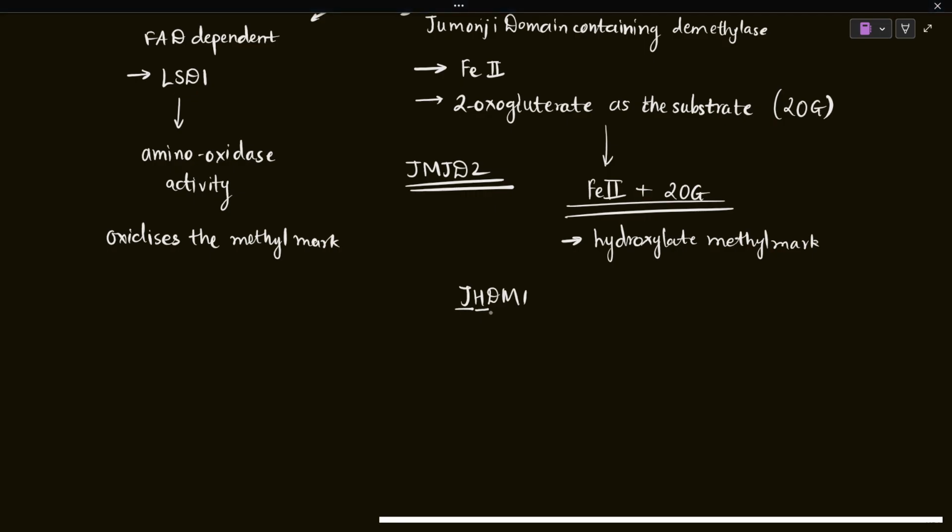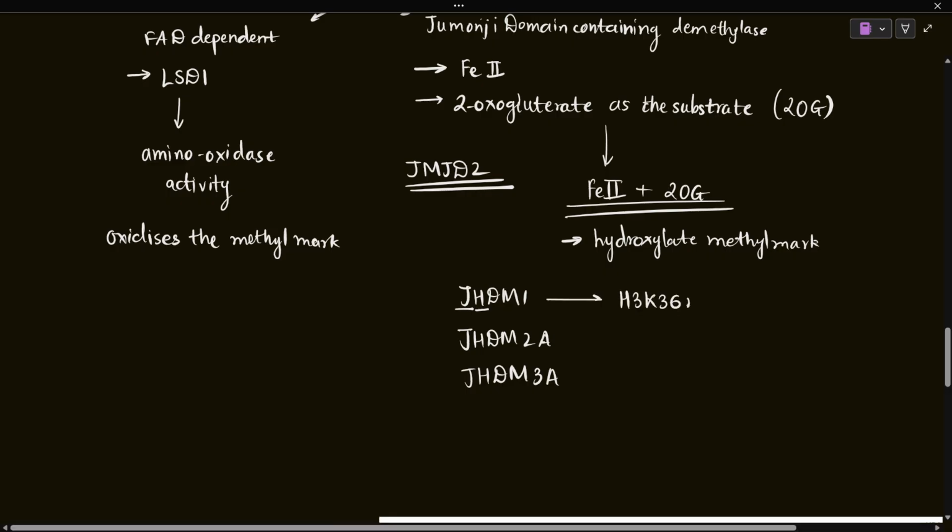Okay, Jumonji histone demethylase, JHDM, JHDM2A, JHDM3A. So all of those three members of the JHDM demethylase act on different substrates. Like JHDM1 demethylates the H3K36 monomethylation or dimethylation mark.